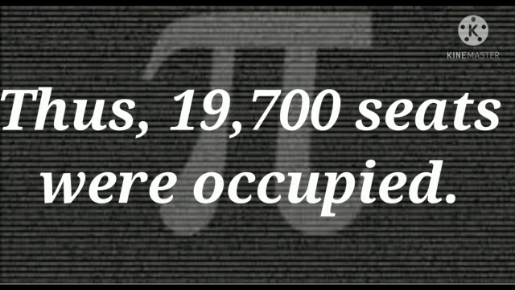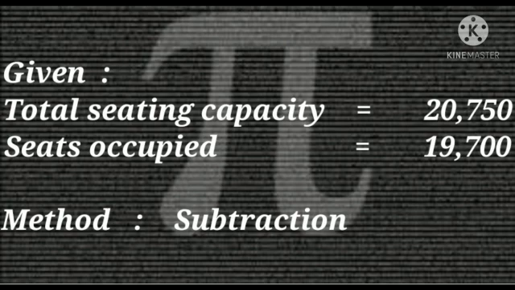Moving on to our next step. Given total sitting capacity is 20,750. Seats occupied by men and women are 19,700. We have to find out how many seats remained vacant. So the method we will use is subtraction. The numbers we will arrange according to the place value.